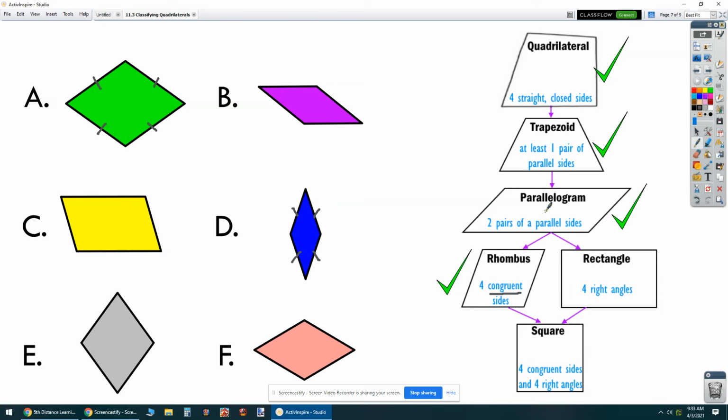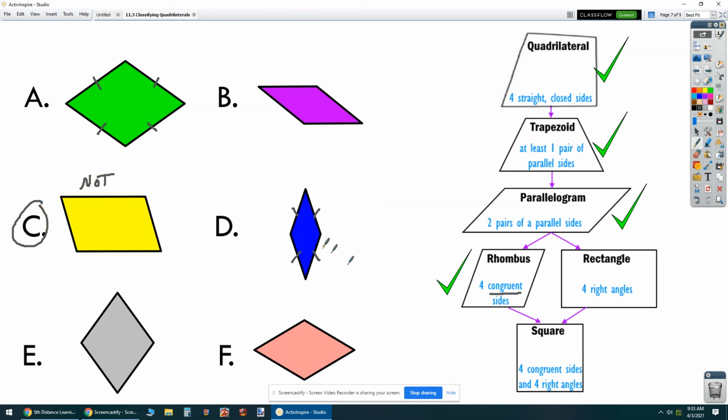Now, it's also a parallelogram because it has two pairs of parallel sides. And it's a trapezoid because if it has two pairs, it definitely has one pair. And it's a quadrilateral. Which shape over here, though, is not a rhombus? Which one doesn't have four congruent sides? Well, if you said figure C, you would be correct. C is the one that is not a rhombus.